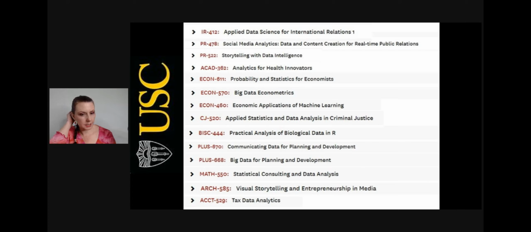So then also, well, obviously math is going to have this kind of information. So you've got statistical consulting and data analysis. And then in architecture, it's visual storytelling and entrepreneurship in media and accounting, tax data analytics. So again, we're seeing this is embedded into all types of majors, not just the data science curriculum as a data science student or computer science.